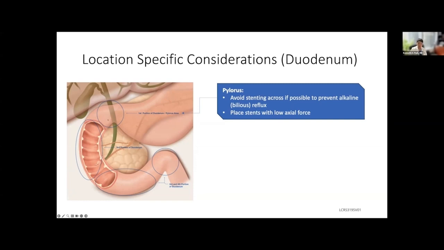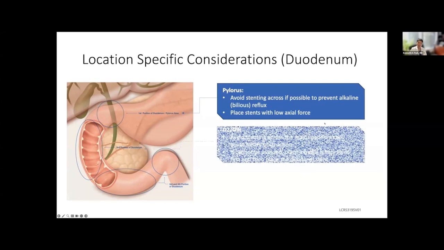And then we'll have a case here as well. But if you are placing a stent in the duodenal bulb or proximally, there's a chance that the stent will be long enough to be in the C loop here. And so you again want to aim for stents with low axial force, and we'll show you what could happen if you place something in that very bendy area with a high axial force.